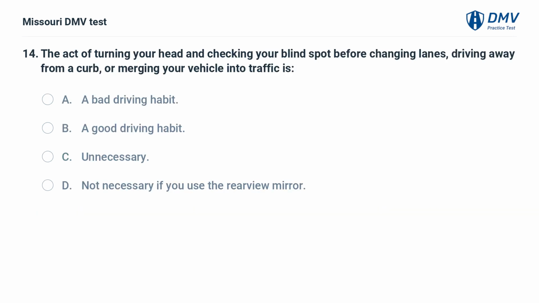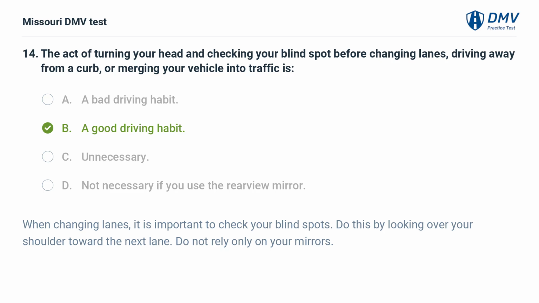The act of turning your head and checking your blind spot before changing lanes, driving away from a curb, or merging your vehicle into traffic is A. A bad driving habit. B. A good driving habit. C. Unnecessary. D. Not necessary if you use the rearview mirror. B. A good driving habit.